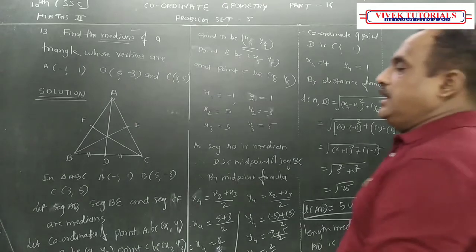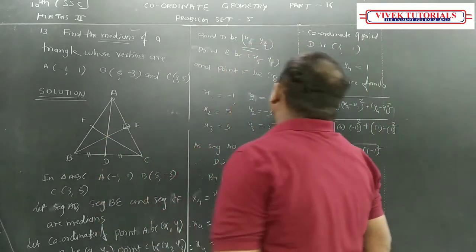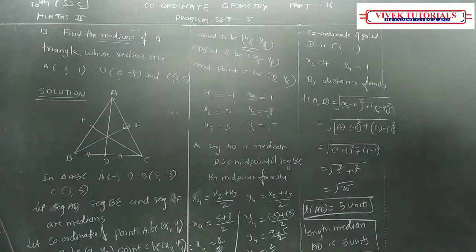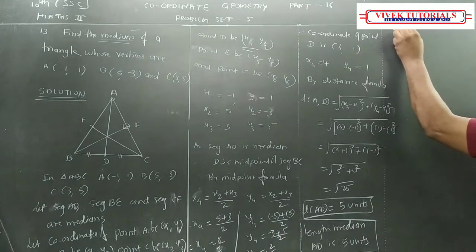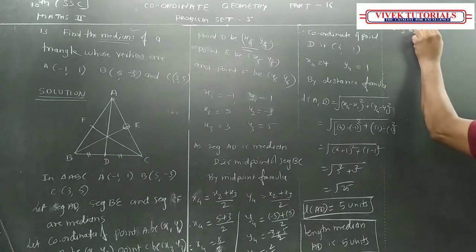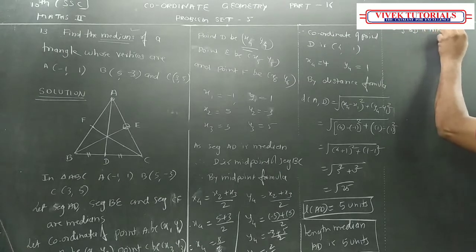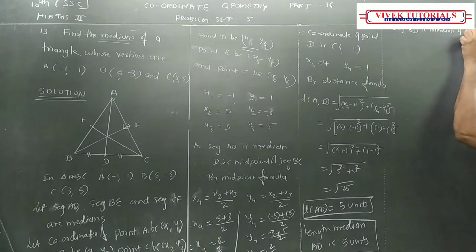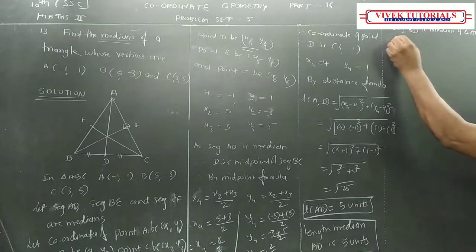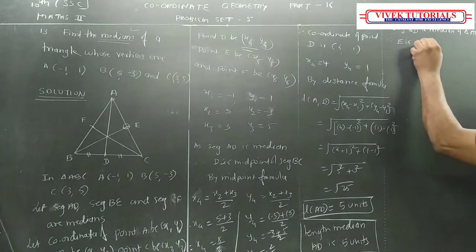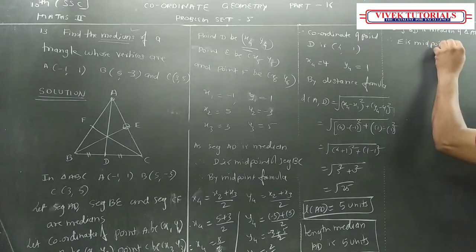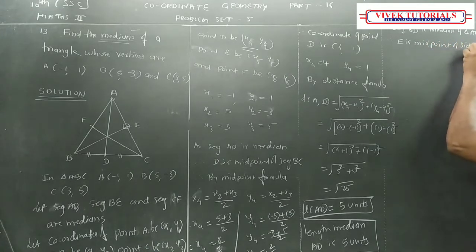अब हम लोग BE का निकालने वाले. Okay, so I will start. Segment BE is a median of triangle ABC. So ultimately E is the midpoint of side AC. E is the midpoint of side AC.